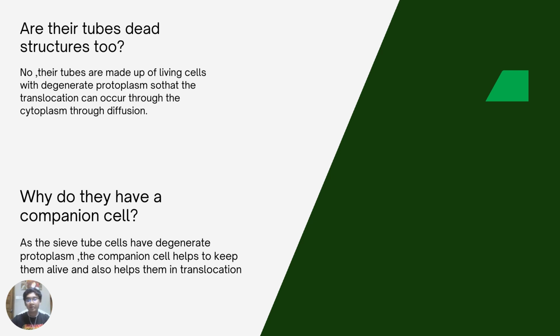Now, why do they have companion cells? As the sieve tube cells are degenerated, or they have degenerate protoplasm, the companion cell helps to keep them alive and also assists them in the process of translocation. Think of it like this: they have many things missing. For example, they also have a missing nucleus. I mean, the sieve tube cells. So the companion cell has a large nucleus, so scientists sometimes think that the companion cell also controls some activities of the sieve tube cell, and thus helps to keep them alive.